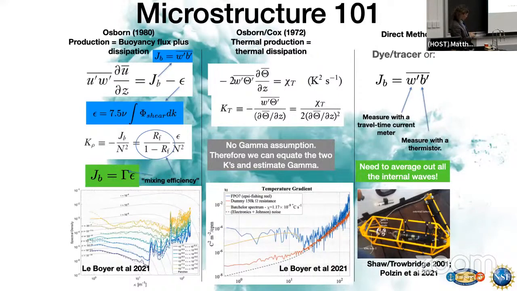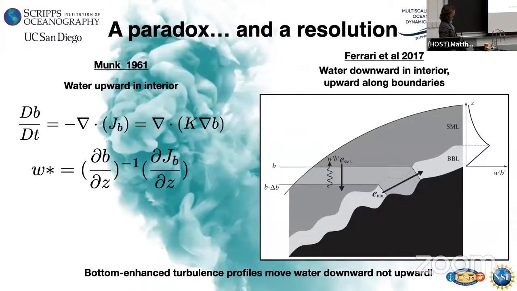And then I can estimate it another way from the rate of temperature variance. So for this talk, the point is that it's going to become clear in a minute why we care so much about the buoyancy flux, but we usually estimate it with epsilon. But if we have epsilon and this thermal dissipation rate, we can directly estimate this mixing efficiency. And we do all this with microstructure profilers.